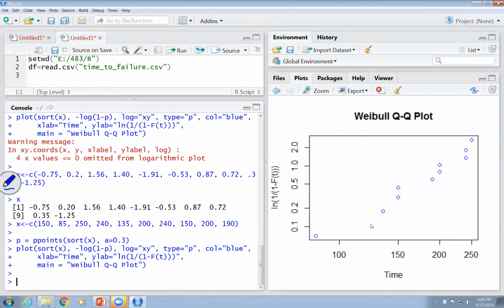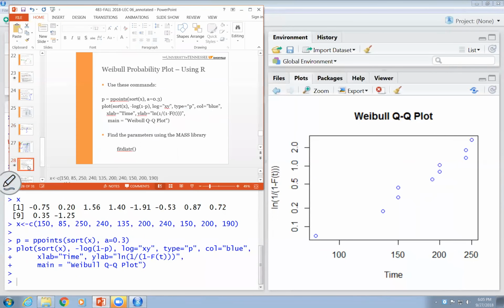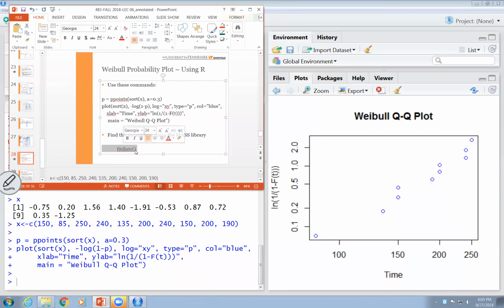There we go. So they almost follow a straight line. But that's just for visual inspection. So you're going to be able to do everything that you wanted. The first question you ask: is there an easier way to get the parameters back? With this command, fitdistr, that is from the MASS library. That is it. So let's look at it.